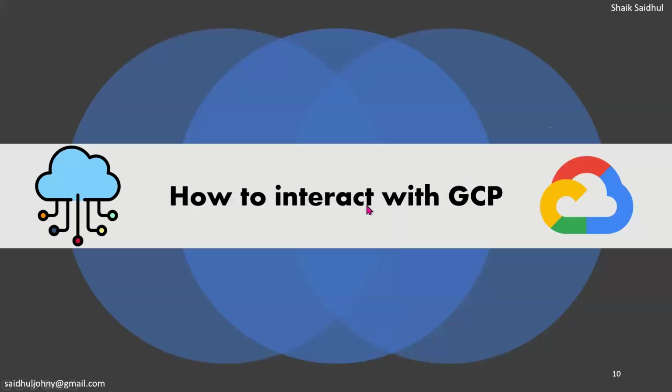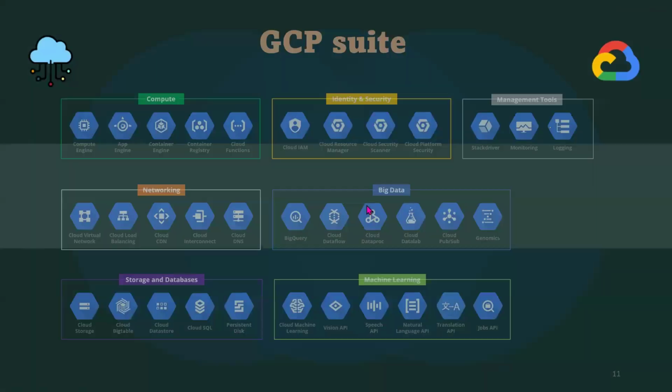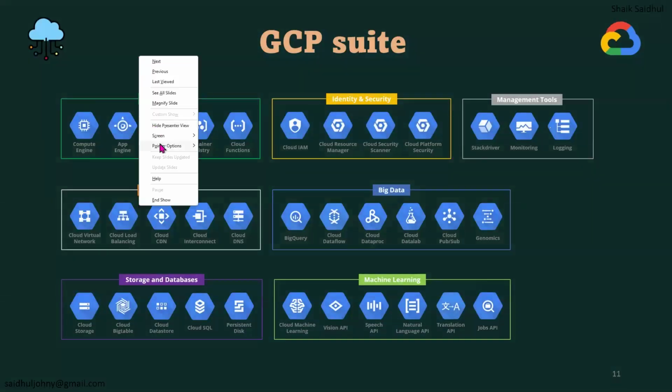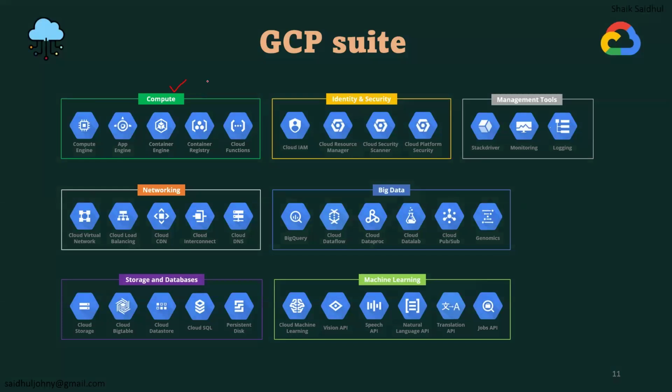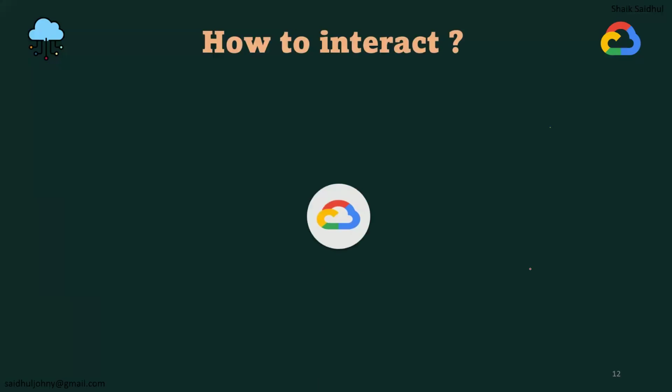Google Cloud Platform offers this many services: compute services, IAM services, management tools, networking services, big data services, storage and database services, and machine learning services. Sir, if I wanted to interact with any of these services, how do I interact with them? To interact with them, there are totally four methods.